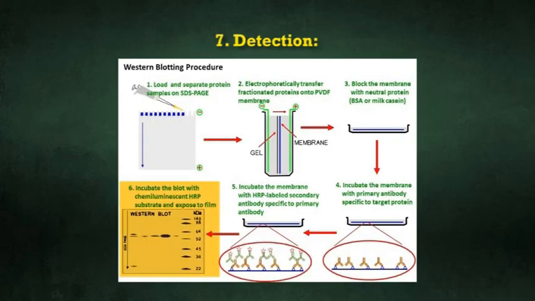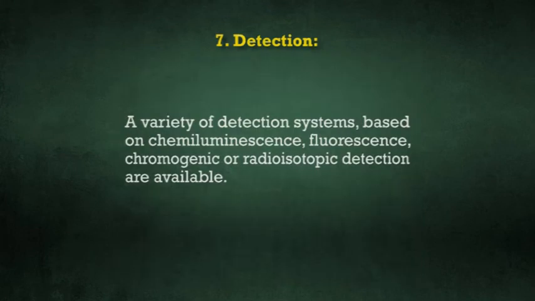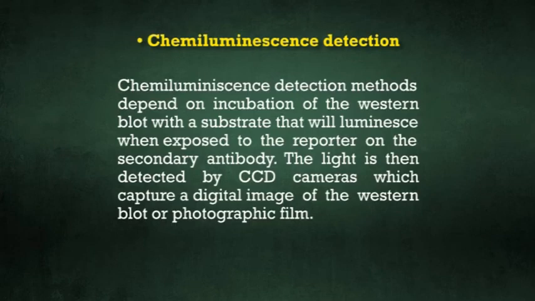Next, number 7, detection. A variety of detection systems based on chemiluminescence, fluorescence, chromogenic, or radioisotopic detections are available. Let's come to the chemiluminescence detection. Chemiluminescence detection methods depend on incubation of the Western blot with a substrate that will luminesce when exposed to the reporter on the secondary antibody. The light is then detected by CCD cameras which capture a digital image of the Western blot or photographic film.